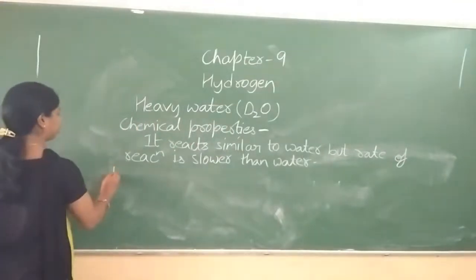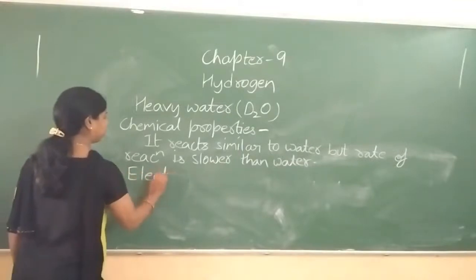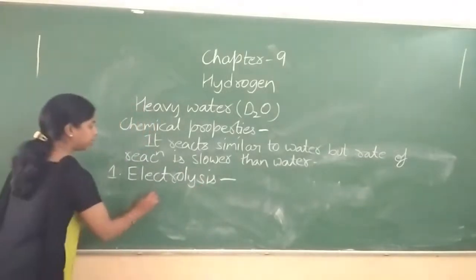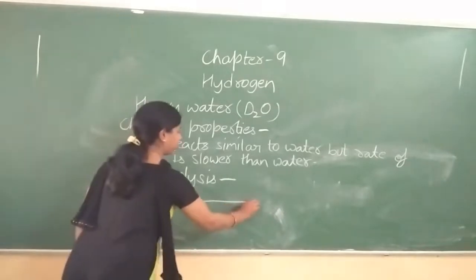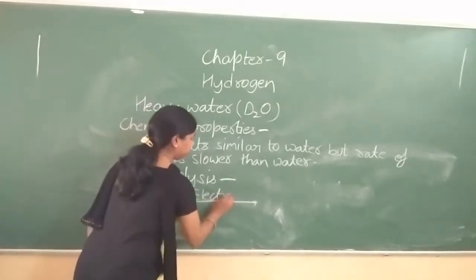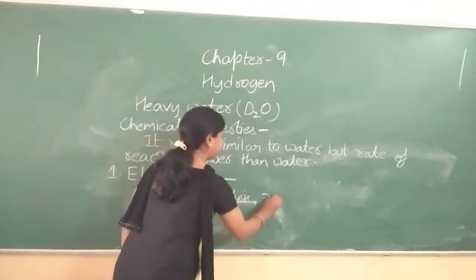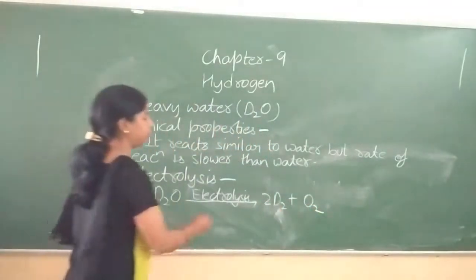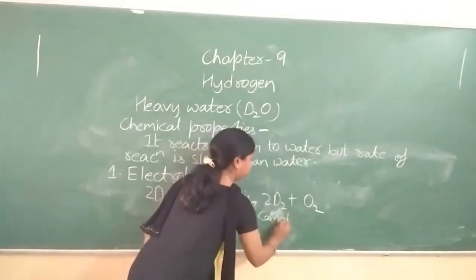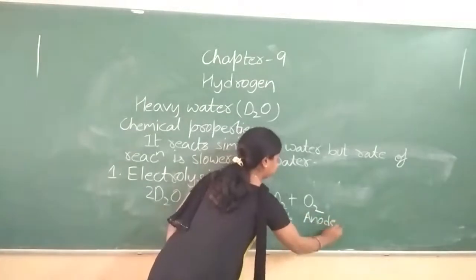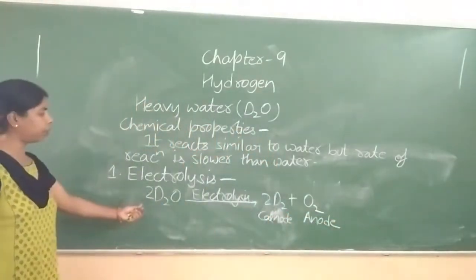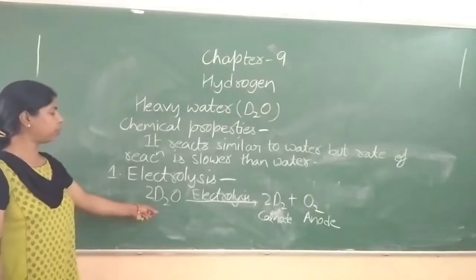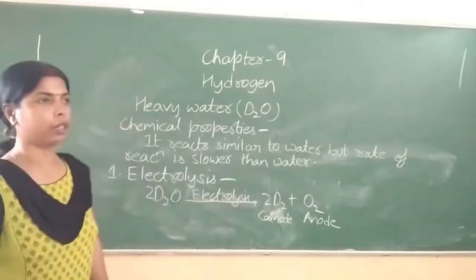Next we see the properties. First is electrolysis of heavy water. Electrolysis is similar to water: 2D2O on electrolysis will give deuterium plus oxygen, 2D2 plus O2. D2 will be produced at the cathode and oxygen will be produced at the anode. Similar to water, water also on electrolysis gives hydrogen at cathode and oxygen at anode. In the same way, electrolysis of heavy water gives deuterium at cathode and oxygen at anode.